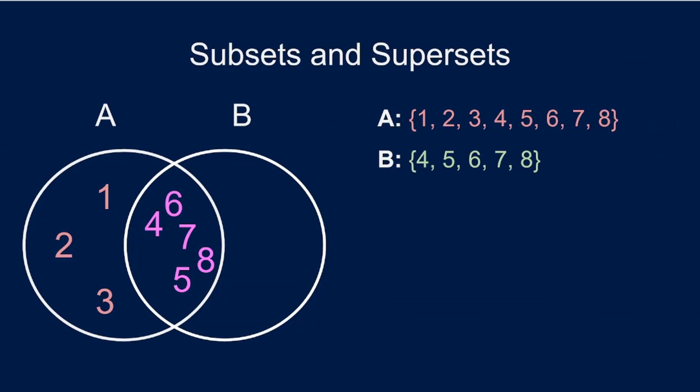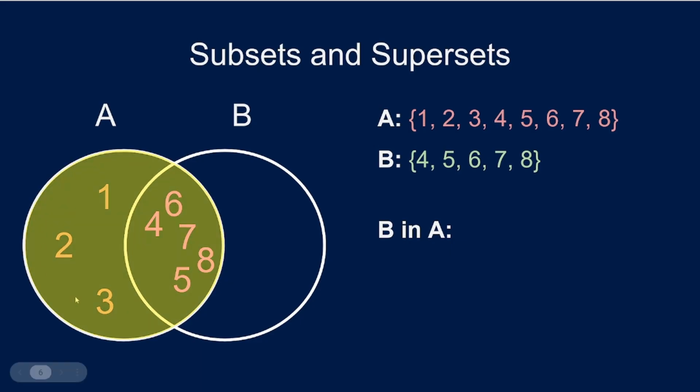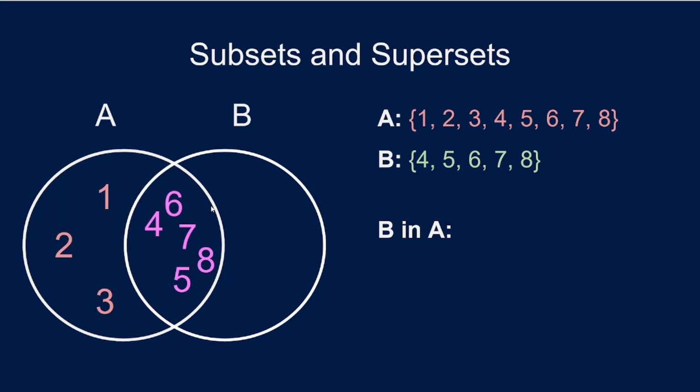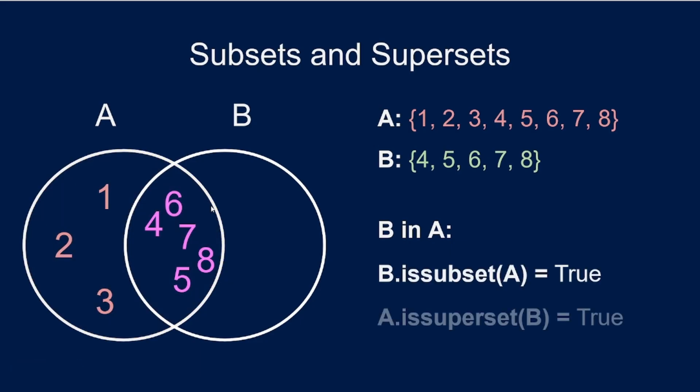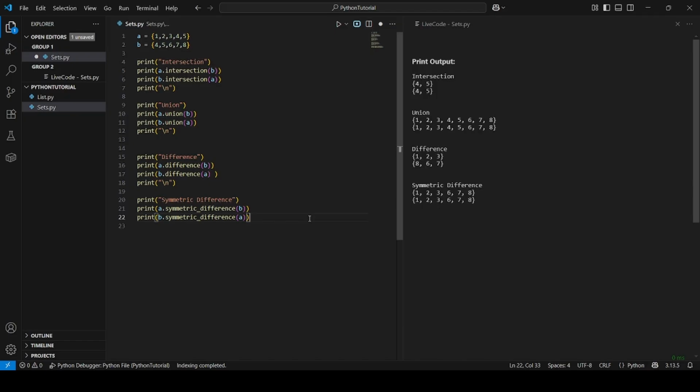The last thing to cover is subsets and supersets, which is essentially if one set contains another set. You can think of this as if B is in A. For example here, you have all elements in B are also in A, so therefore B is a subset of A. You could also inversely say that A is a superset of B because A contains all elements that B has. Here are what all four methods look like in Python.